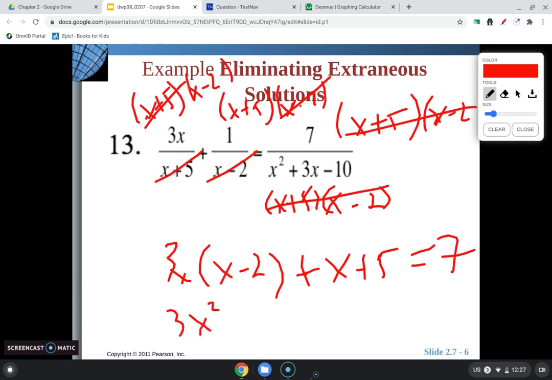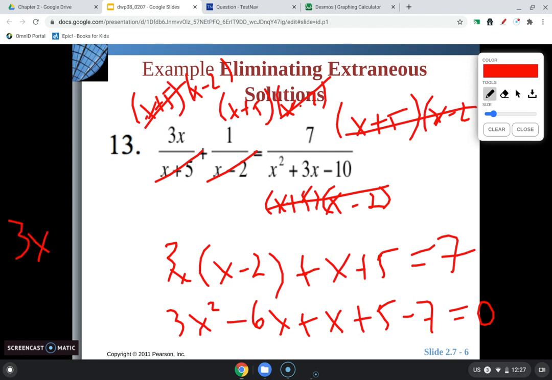So I distribute: 3x squared minus 6x plus x plus 5. And I'm going to move that 7 over there to zero it out. So that gives me 3x squared minus 5x minus 2 equals 0. All right, now remember from the beginning, if we get negative 5 or 2 for an answer, we do have to throw that out. So let's go to Desmos.